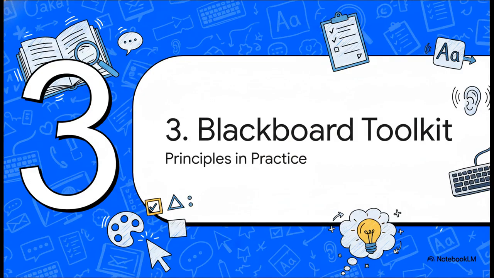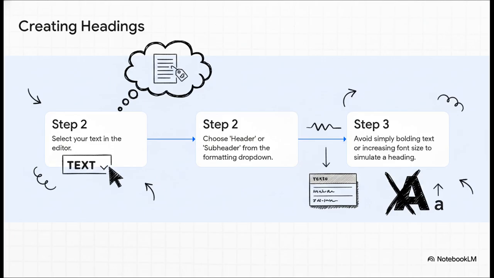Okay, so that's the theory. Now for the fun part. Let's look at how you can apply all this directly inside the Blackboard content editor. These tools are already there, just waiting for you. So, to make a real heading, don't just bold the text or make the font bigger. You need to use the paragraph formatting drop-down menu. When you choose header, you're actually adding invisible code that tells assistive tech, hey, this is a major section, and that lets users jump right to it.